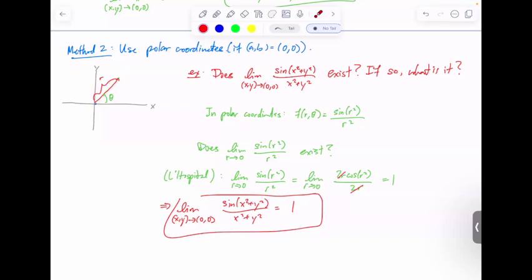But when we're taking the limit here and r goes to 0, that's really what we mean when we're taking the two-dimensional limit. We're completely agnostic on the direction you come in, for any possible theta that you come in at. If you converge to a value independent of theta, then that is the value of your limit.